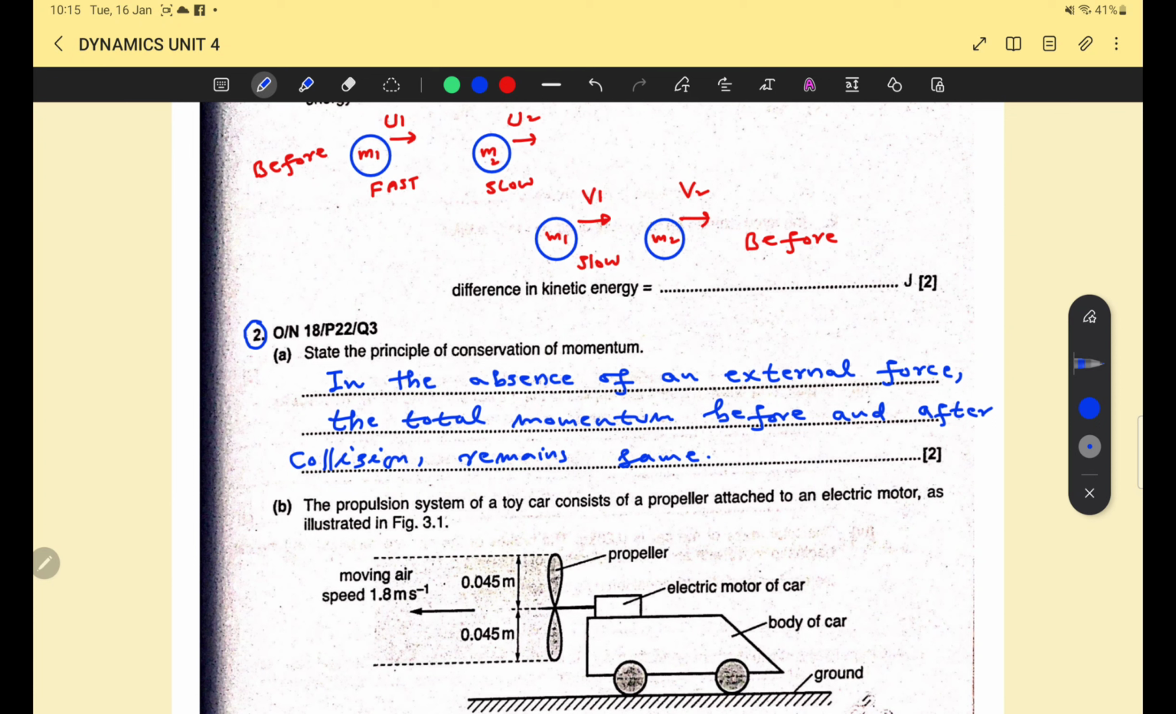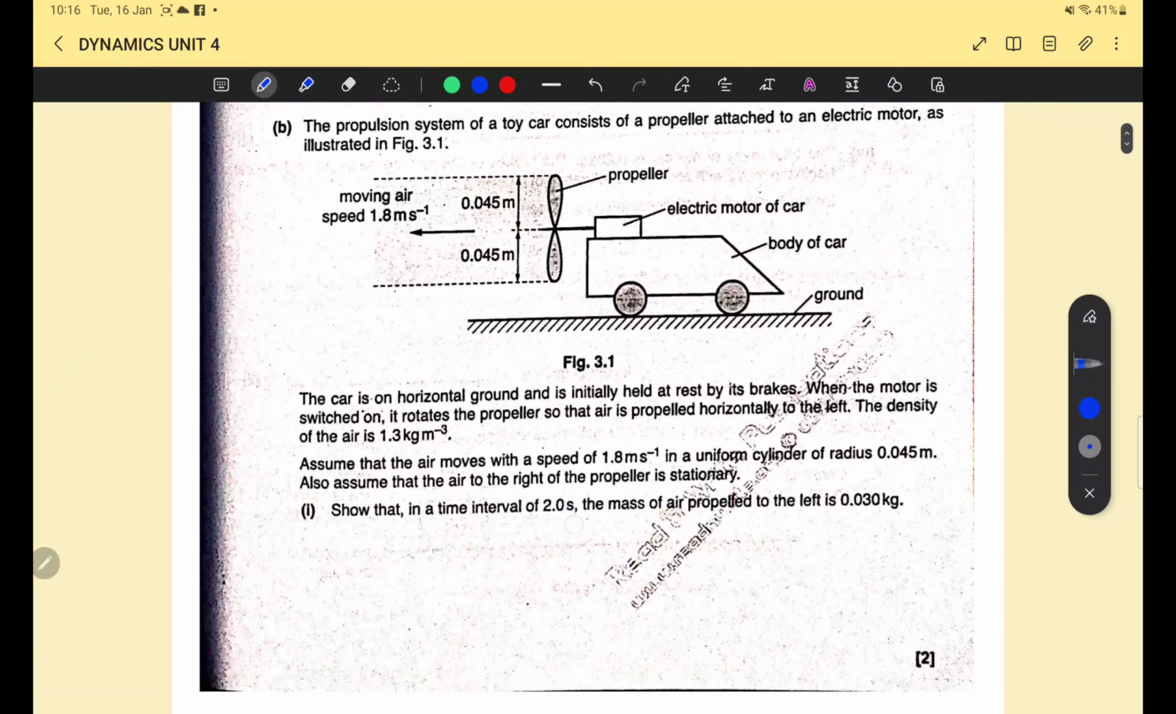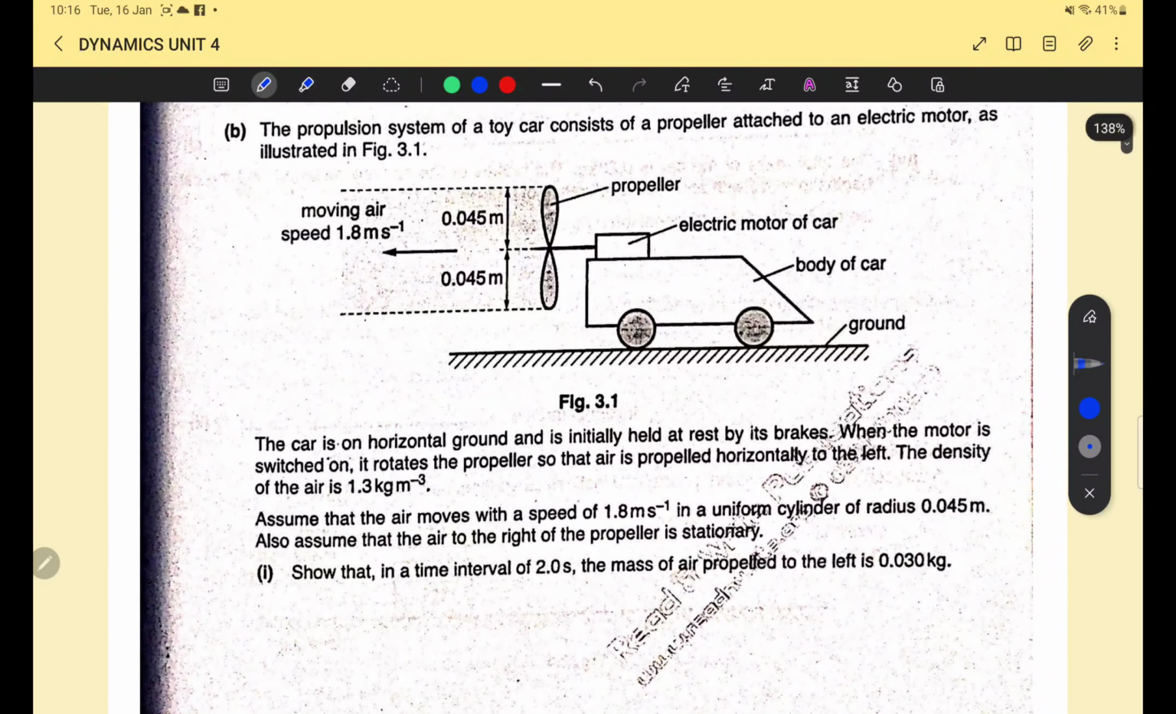I am not writing the equation because right now it is not our main topic, but according to the question, I have stated the principle of conservation of momentum. If no external force is acting, then total momentum before and after collision will remain the same. Okay, and now the question is here. And these kinds of questions they repeatedly ask, so it is a very important question.